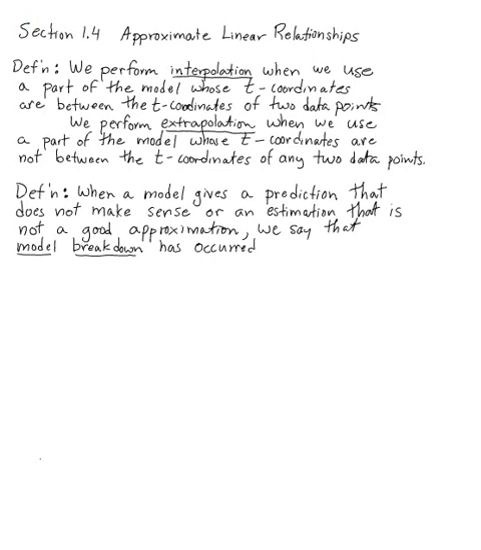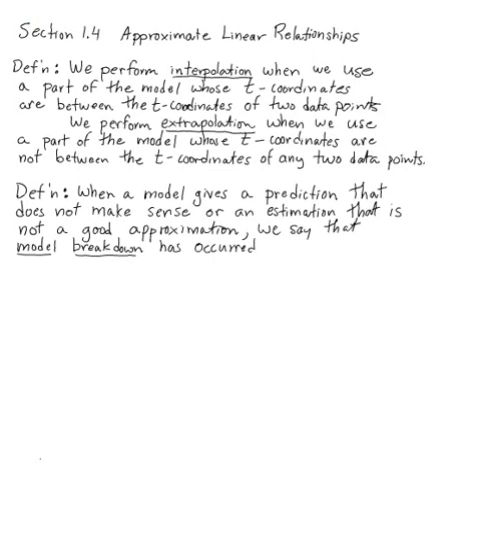And our other definition is when a model gives a prediction that does not make sense or an estimation that is not a good approximation, we say that model breakdown has occurred. And we kind of saw that back in section 1.3 a little bit. We had a graph and we talked about where a car had no value. And I said, you know, that really doesn't make sense. A car would generally always have some sort of value. And that would be model breakdown.